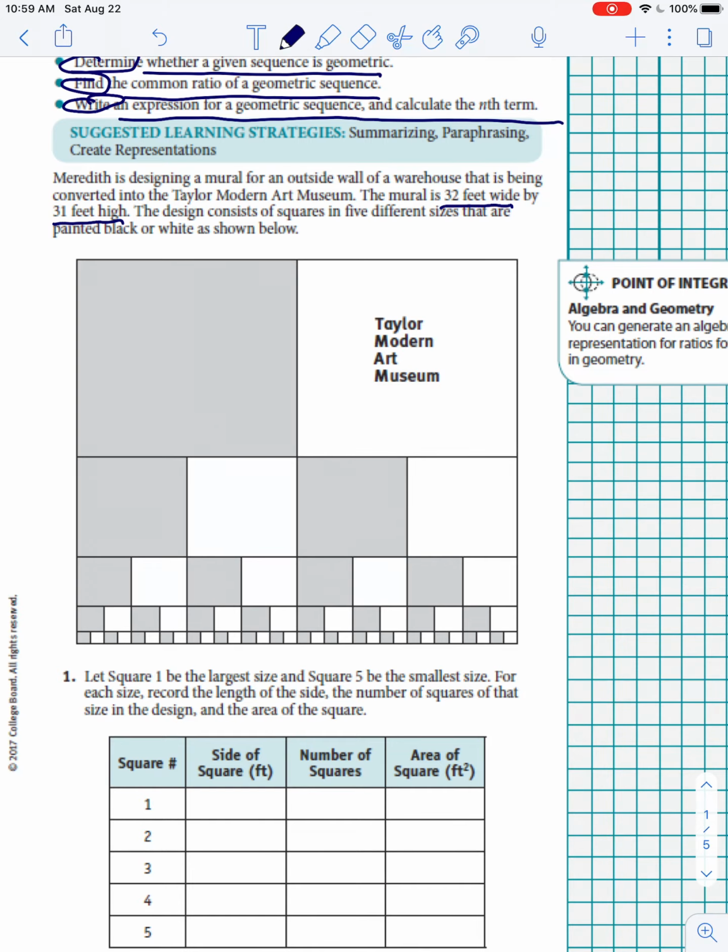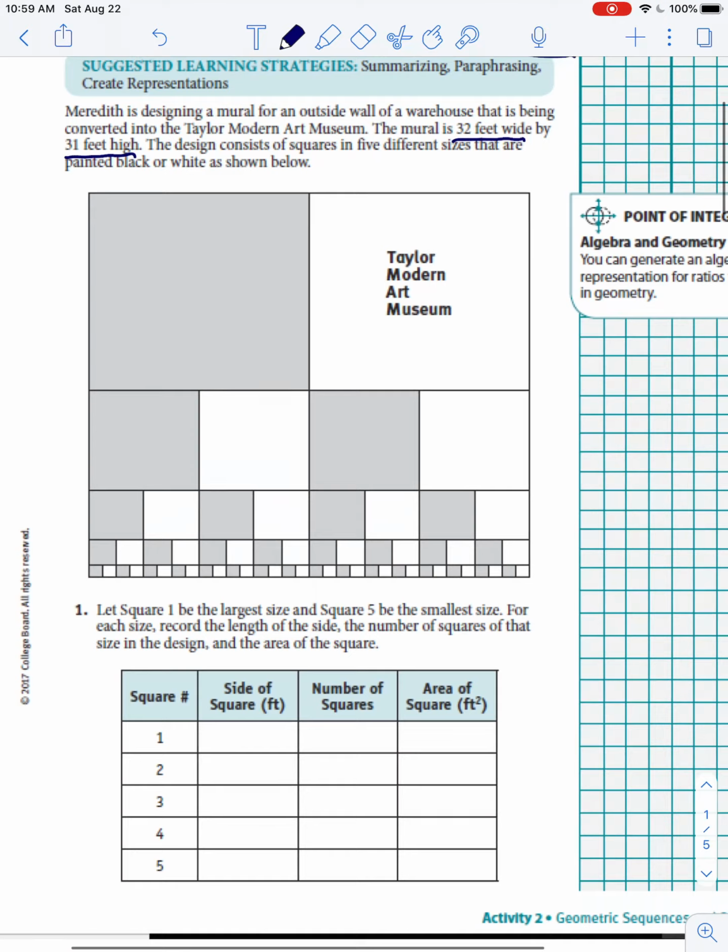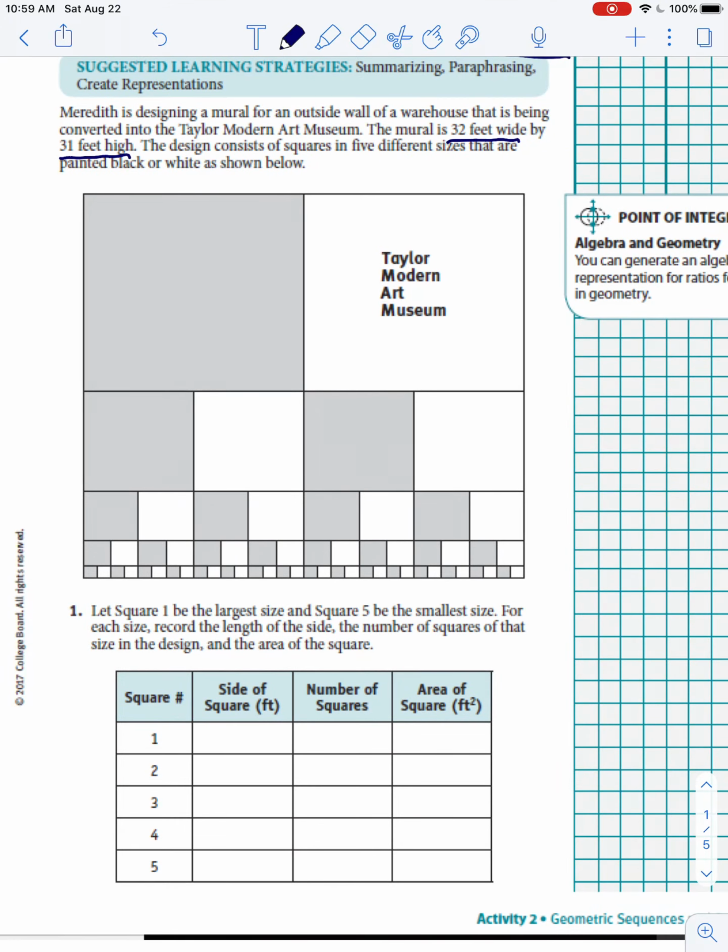All right, our first question is going to have us fill out a table. It says, let square 1 be the largest size, so that would be the ones at the top, and square 5 the smallest size. For each size, we're going to record the length of the side, the number of squares of that size in the design, and the area of the square. And that'll give us a couple of sequences to look at.